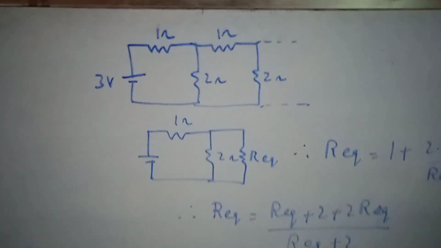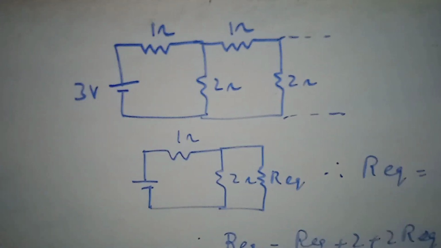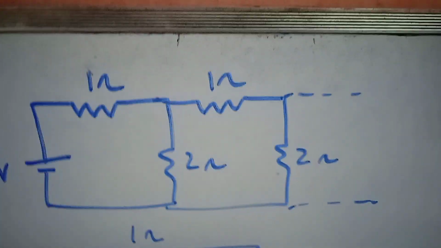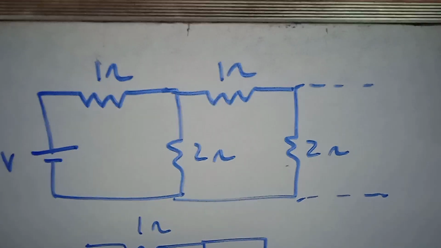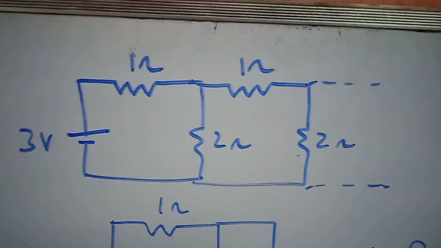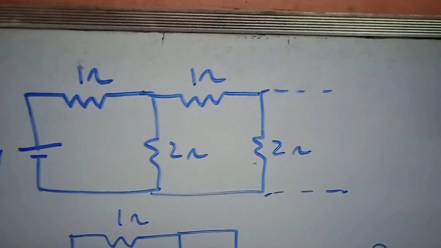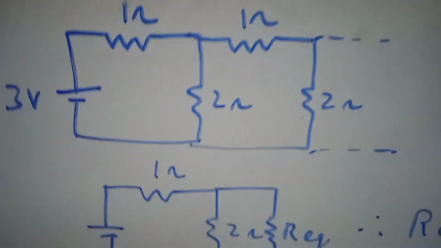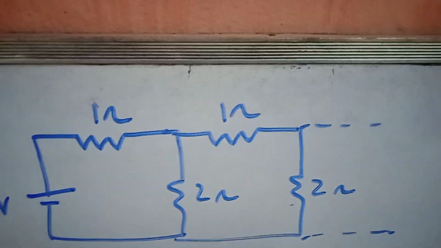Thank you. Welcome students to the class of circuits. So this is a circuit given here, and they have asked about an infinite ladder. So 1 ohm, 2 ohm, 1 ohm, 2 ohm is going to repeat, and we have to find the resistance of the infinite system. Here you can see 1 ohm, 2 ohm, then again 1 ohm, 2 ohm is repeating.